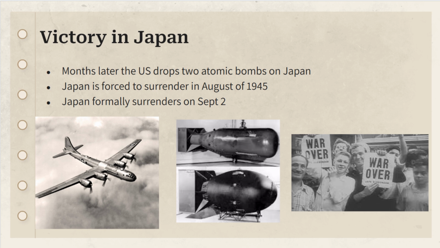Now, while Europe's celebrating the end of the war, the war within the Pacific is still going on. In August of 1945, that's when the US will kind of officially end that. They drop two atomic bombs on Hiroshima and Nagasaki, and Japan surrenders in September, officially ending World War II.